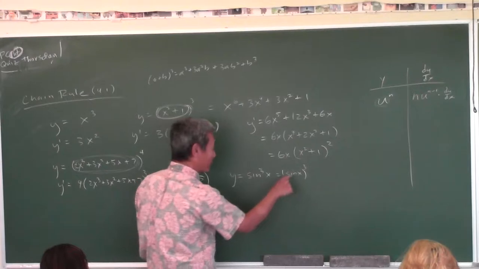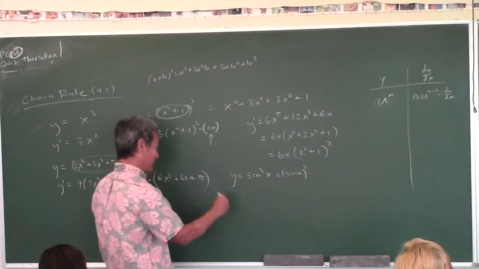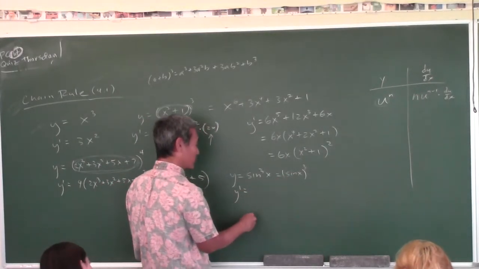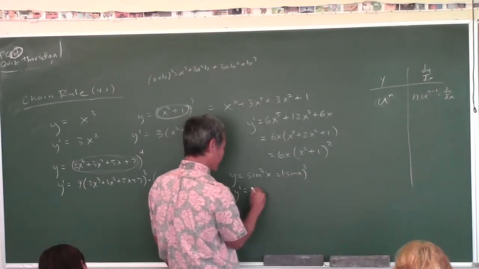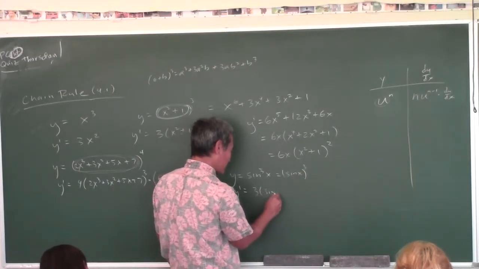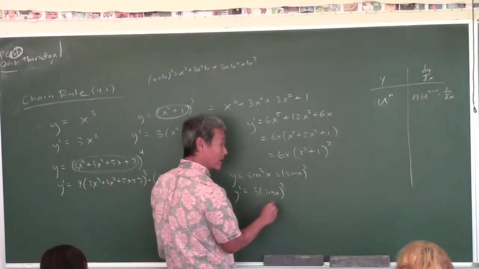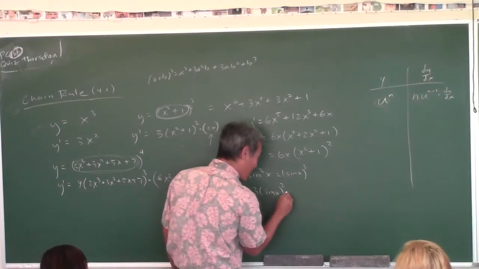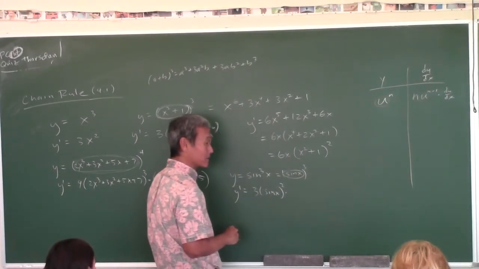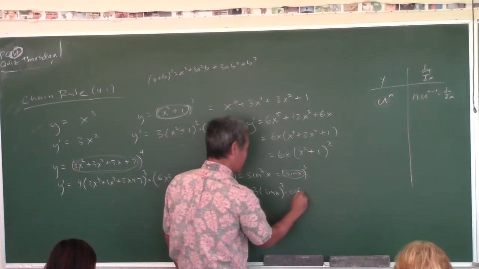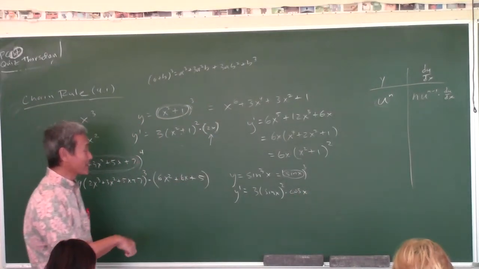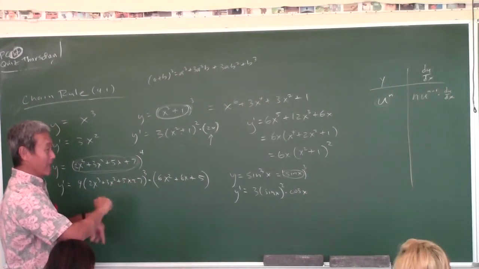So what do I have? I have box cubed. Hey, this is the power rule. So what's the derivative of box cubed? 3 box squared. And here's the most important part. Times the derivative of box. Cosine x.